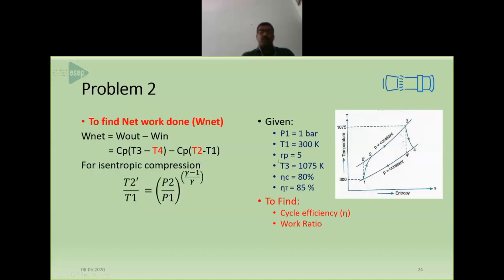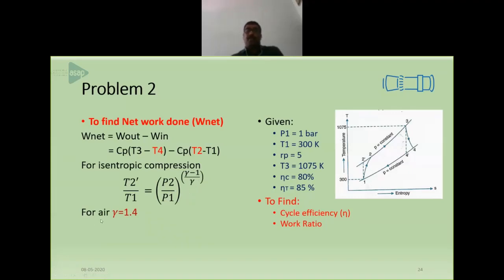For finding T2, because T2 is the outcome of a non-isentropic line, sorry for that. Isn't it? So 1 to 2 is a non-isentropic line. You cannot straight away find that. So first you have to consider the isentropic curve, that is 1 to 2 dash. Based on that, you will have T2 dash by T1 equal to (P2 by P1) the whole raised to gamma minus 1 by gamma.